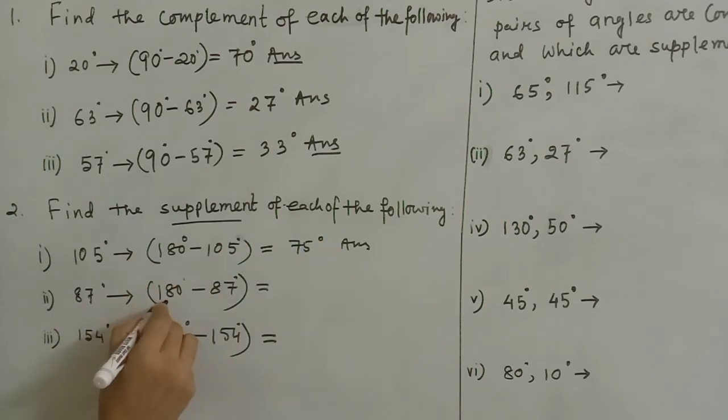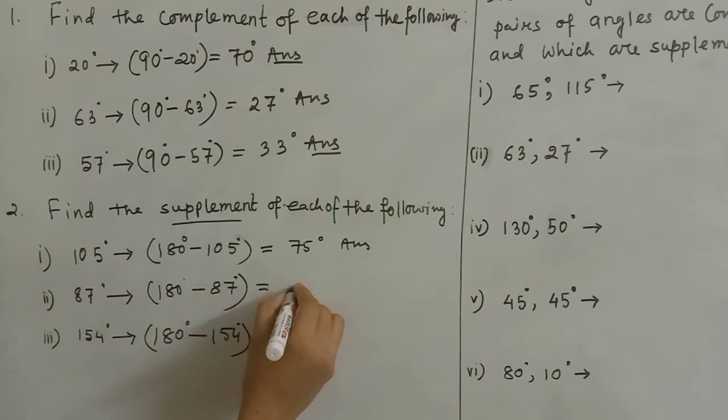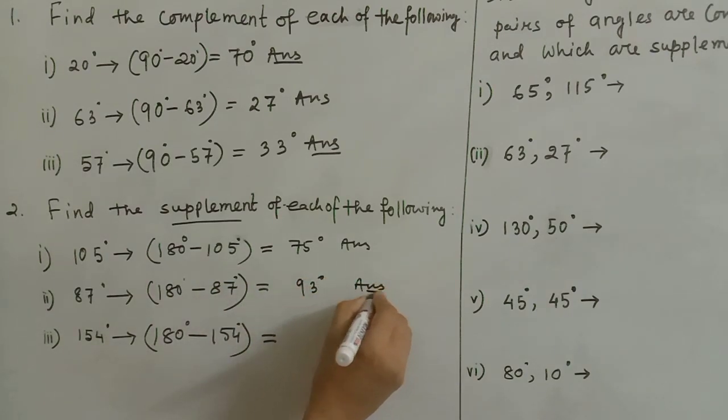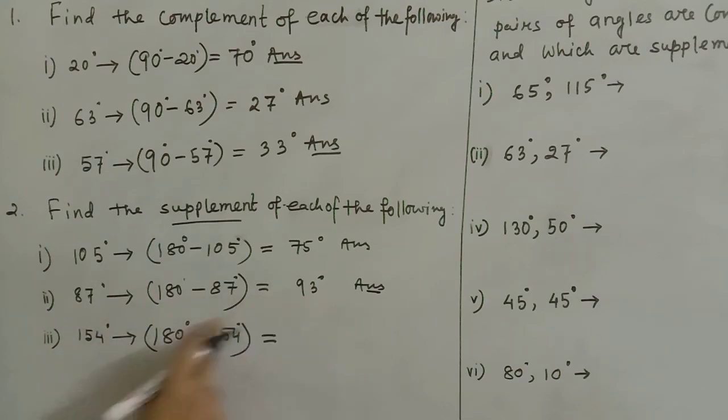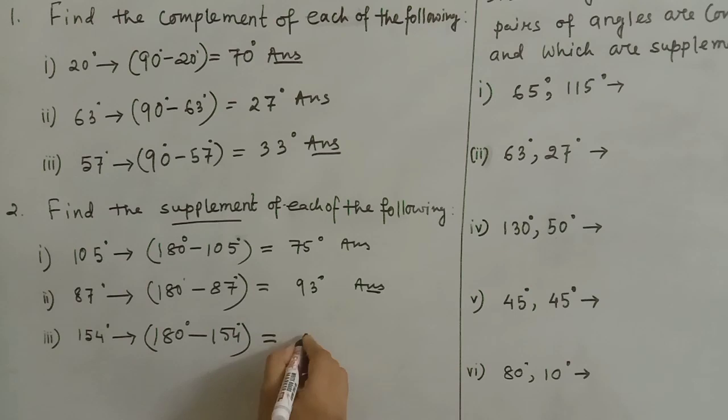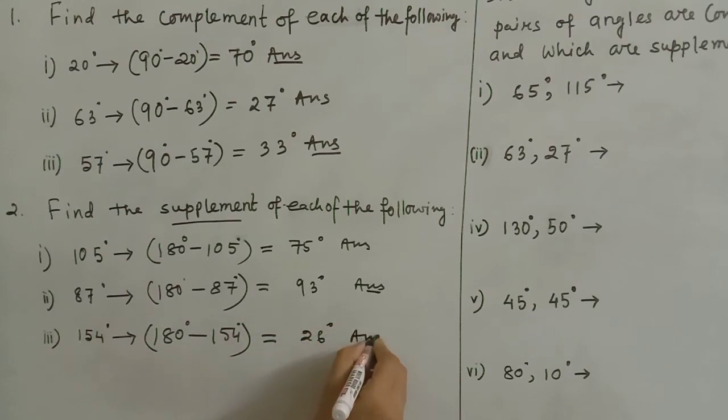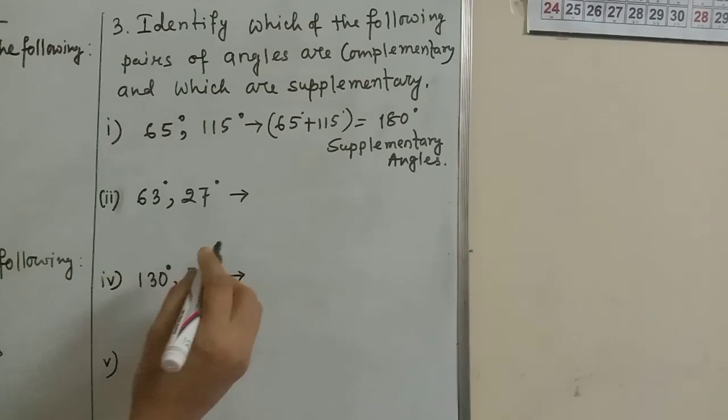Next, 87. Subtract 87 from 180, you will get 93 degrees, and therefore the supplement of 87 is 93. Then 154: 180 minus 154 will be 26 degrees. Understood? So the supplement of 154 is 26 degrees. Come to the next sum.